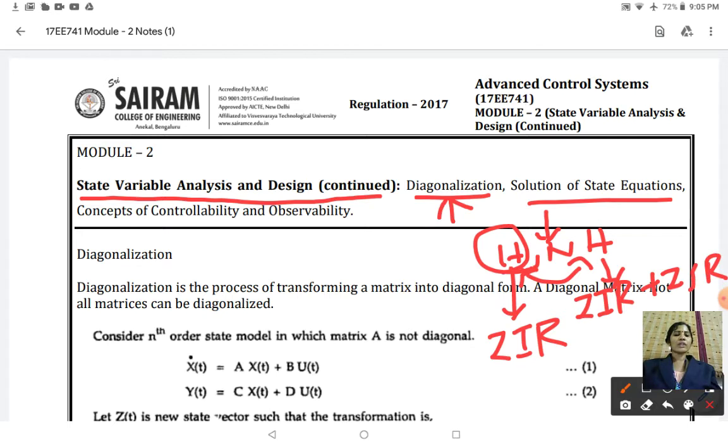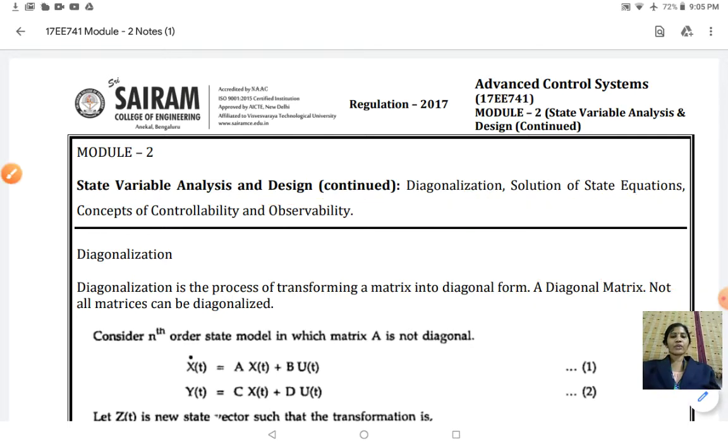Now I'll be telling about the basics of this module 2. In depth we will see topic by topic and some problems under each topic. The last topic in this module is the concept of controllability and observability. The first topic we are going to see is diagonalization.